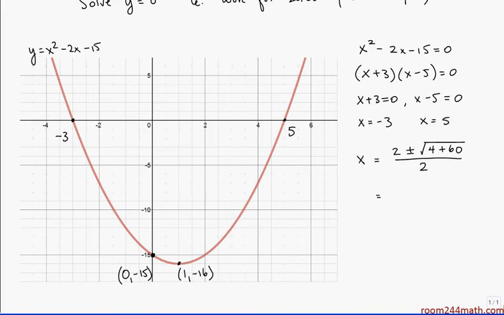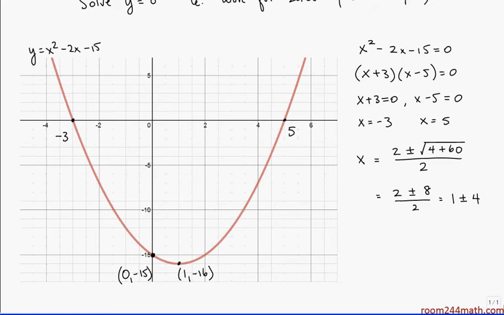Simplifying, 4 plus 60 is 64, square root of 64 is 8, we get 2 plus or minus 8 all over 2, and this is just 1 plus or minus 4. Now, 1 minus 4 is negative 3, and 1 plus 4 is 5, so obviously we get the same two values. But I want to just take a look at it the way it's written, 1 plus or minus 4.